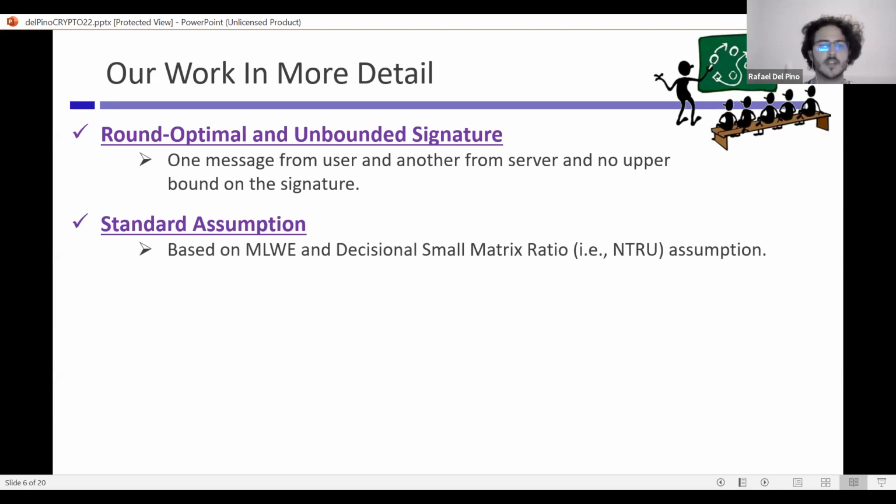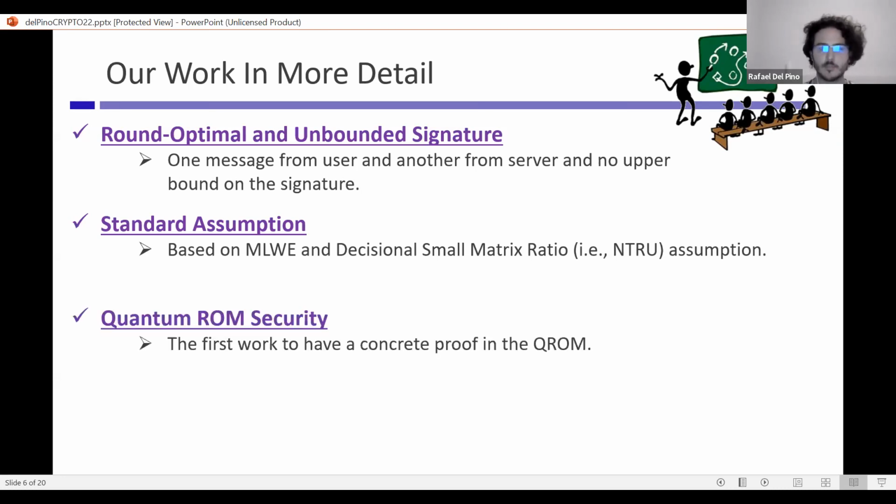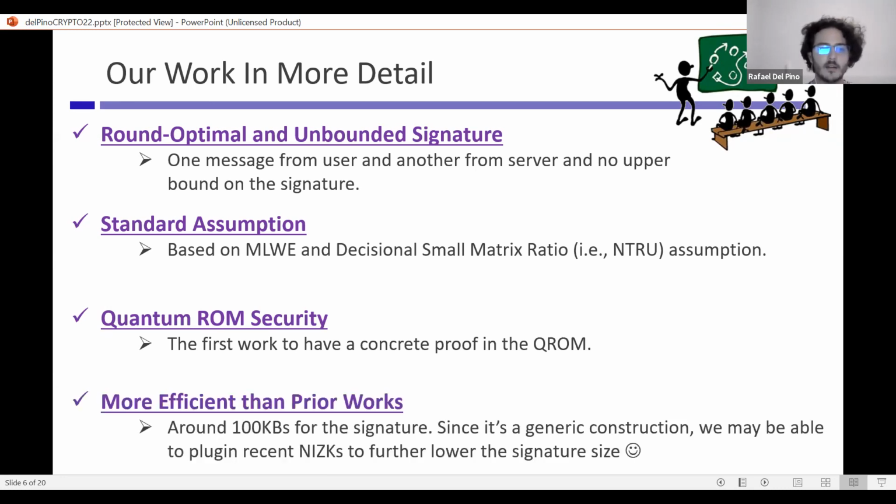We are only under standard assumptions, being module-LWE, module-SIS, and the decisional small matrix ratio, which is another word for just the NTRU assumption. And we have quantum-realm security. It's worth noting that all the proofs have been done in the QROM. Even better, the QROM does not affect our signature size adversarially, meaning that we don't incur any loss in signature size going from the ROM to the QROM. And we are as efficient, if not more efficient, than prior works. As I said, we have 100 kilobytes and maybe can go down to even 50 kilobytes.